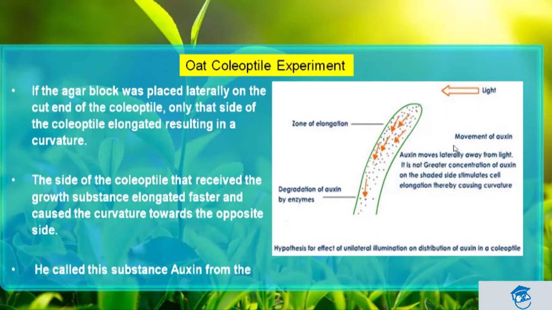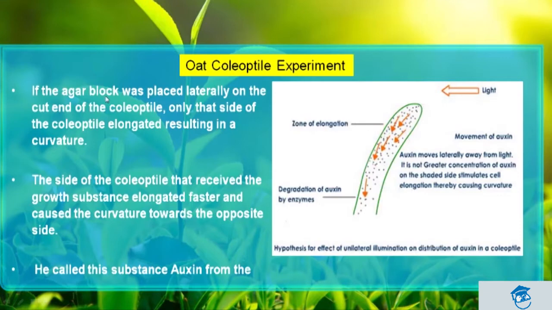This is the movement of Auxin. Auxin moves laterally away from the light. See, it is moving laterally away from the light. The greater concentration of Auxin on the shaded side promotes cell elongation, thereby causing curvature. That's why it bends like this.